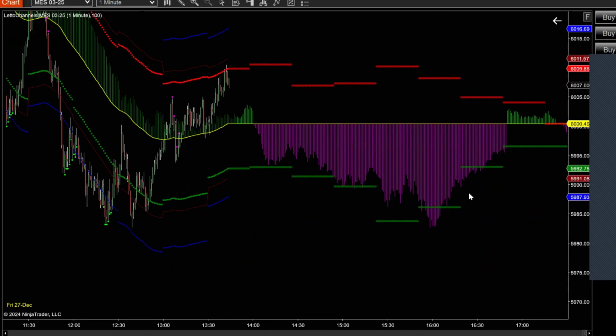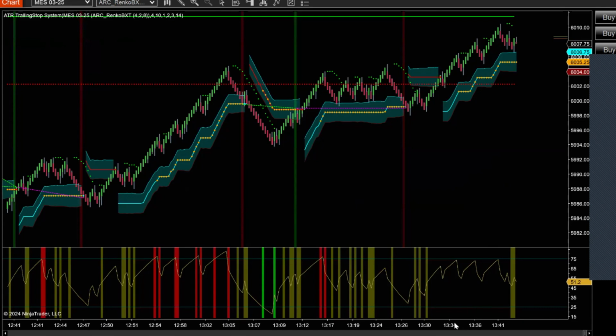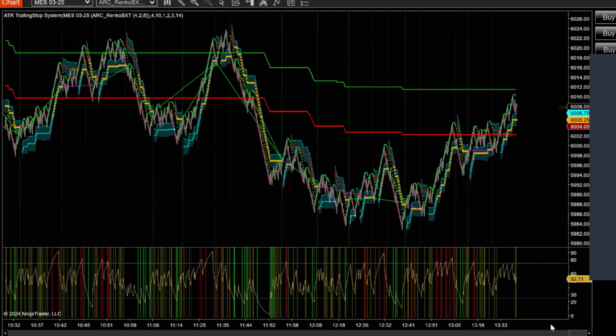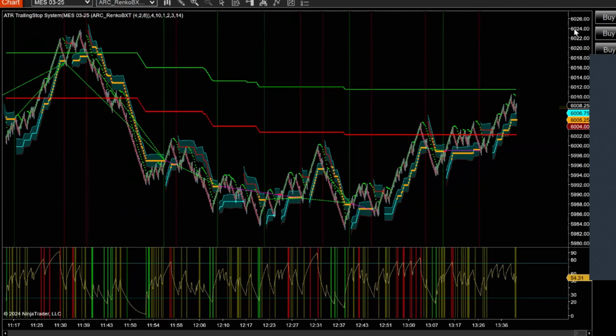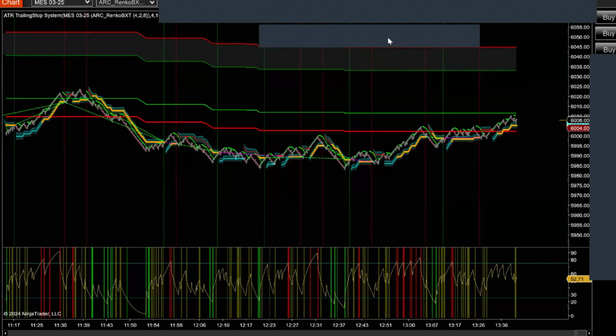Could be an opportunity to start thinking of shorts in the MES. I would hold out for another touch of this high, maybe do another hit of that red line, and then take a look at shorts. This is my Renko chart. We're at the bottom. I don't like to sell at the bottom of the day.